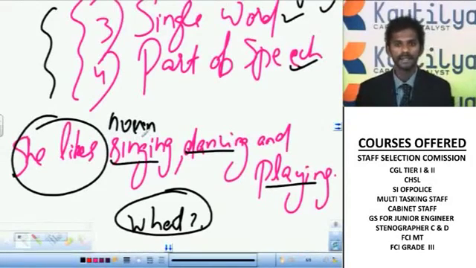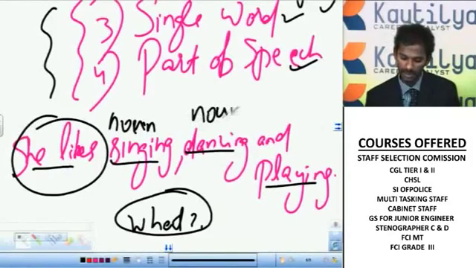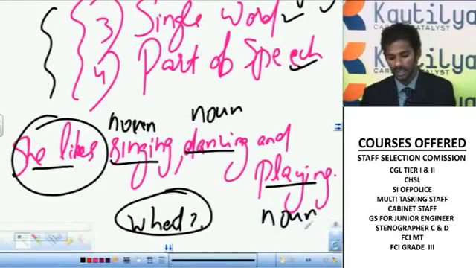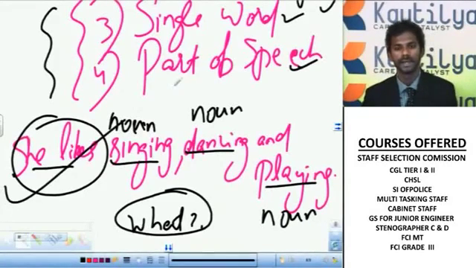So here, the first idea is a noun. If the first idea is a noun, all the other ideas must also be nouns. Come to the second idea, dancing. What she likes, dancing. So dancing also becomes a noun. Third idea is playing. What she likes, playing. So playing also becomes a noun here. Clear? So all the three ideas are single words and all the three ideas are in the same part of speech, that is noun. So this sentence has got parallelism, this sentence is grammatically correct. Got it? So that is about the concept of single word and part of speech.